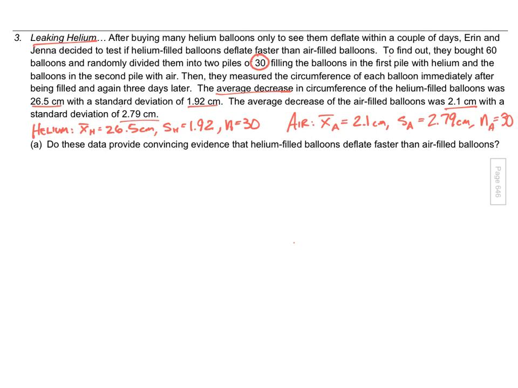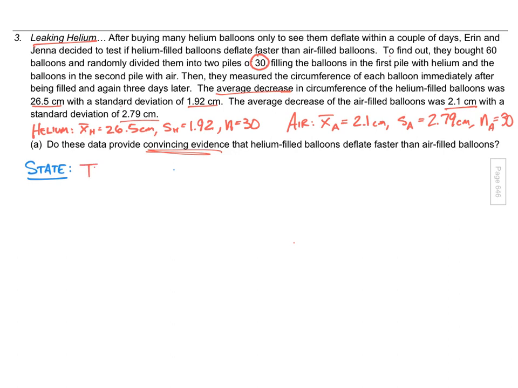Let's go ahead and take a look at what the problem actually asks us to do. Do these data provide convincing evidence that helium-filled balloons deflate faster than air-filled balloons? As is always the case with this type of problem, we are going to do the 4-step process, and we'll start with state.